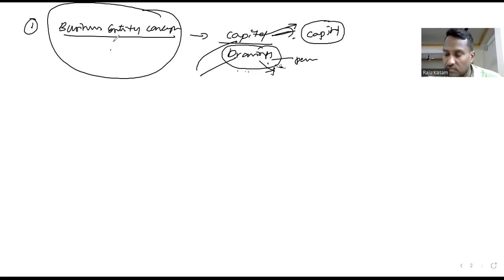So when the accountant is recording capital and drawings in accountancy books, we are following the business entity concept. Simply, the business entity concept means the owner and the business are separate entities, and we should not mix both transactions in accountancy books, and we have to record them separately. That is the concept of business entity.